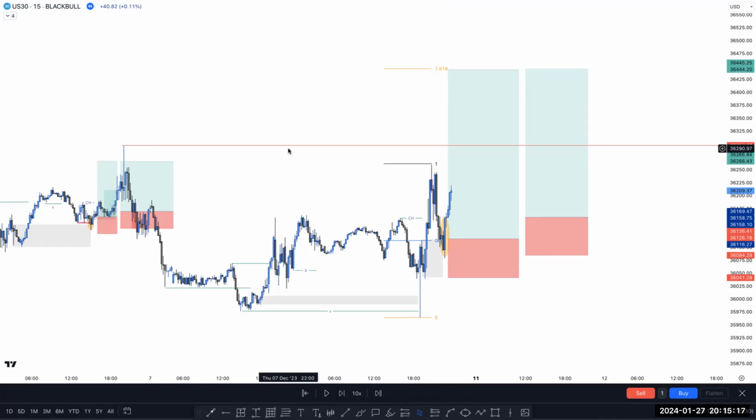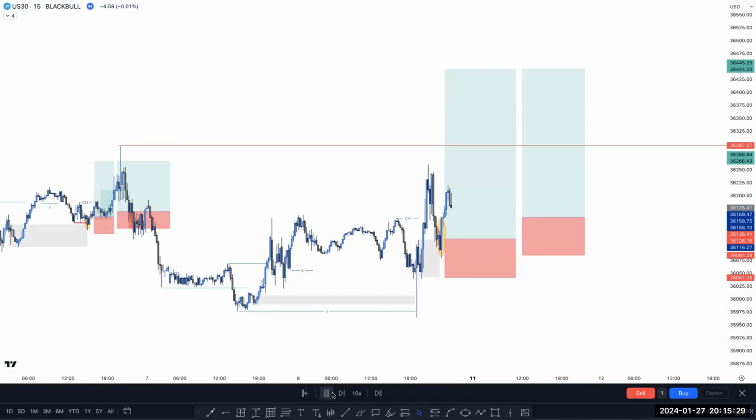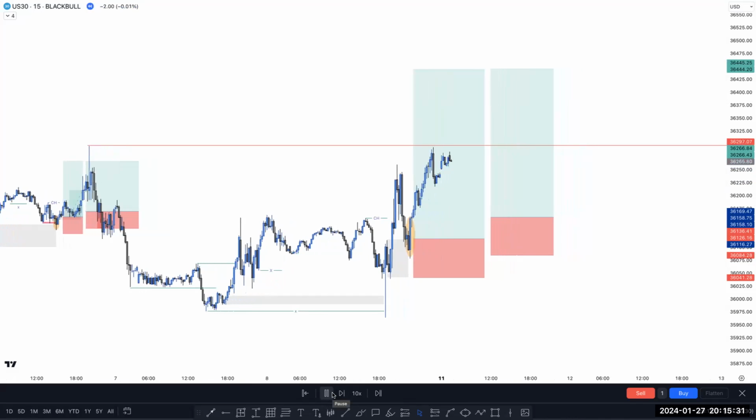Because market momentum is bullish, and there is no high or low right now, how can we identify where the market is going? So we can simply use the Fibonacci level to identify our target point, right? Let's see what happened next after this one.